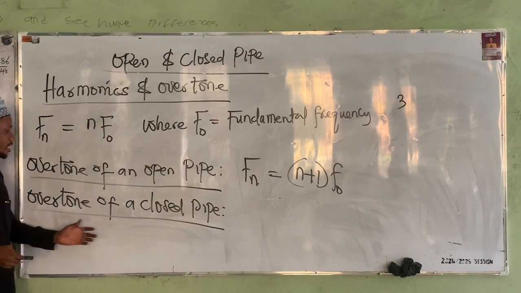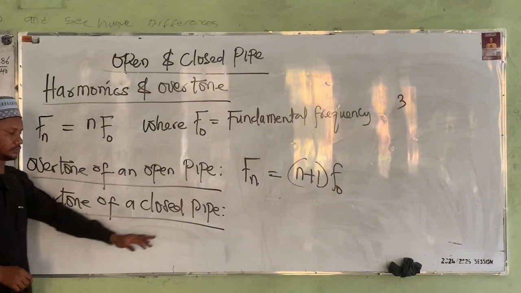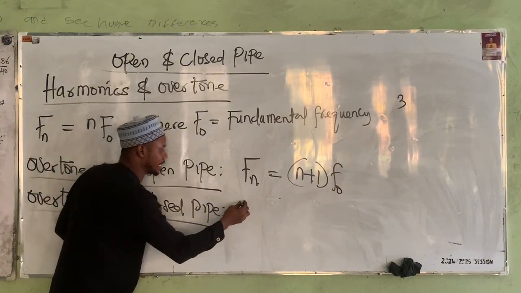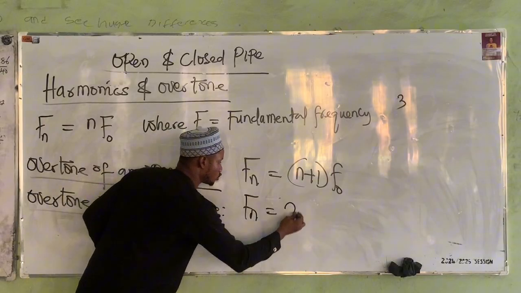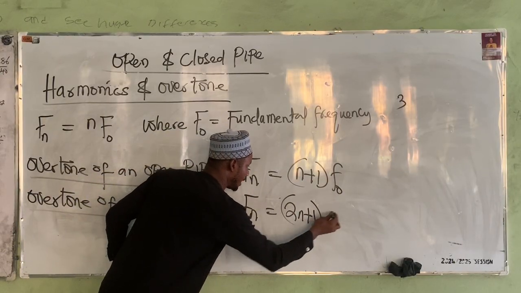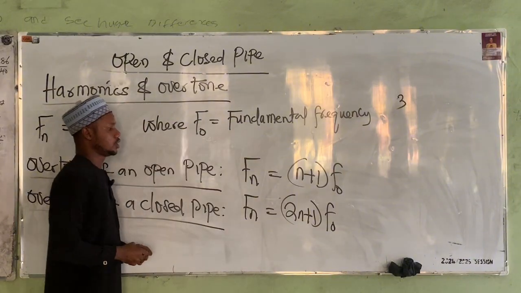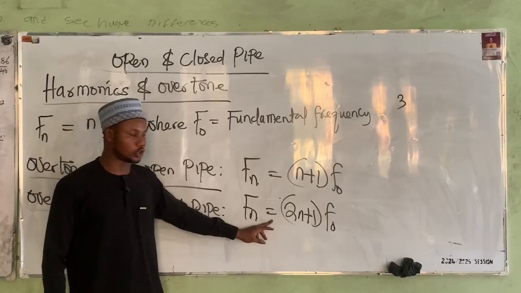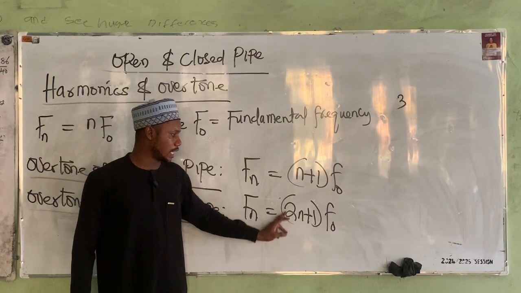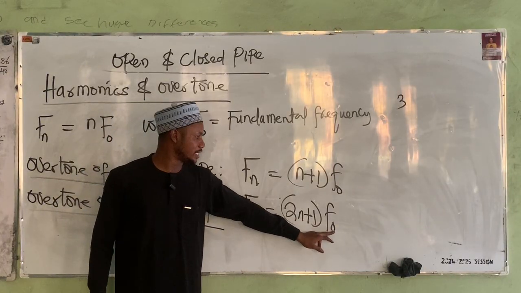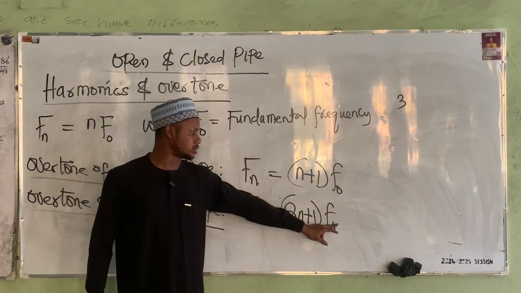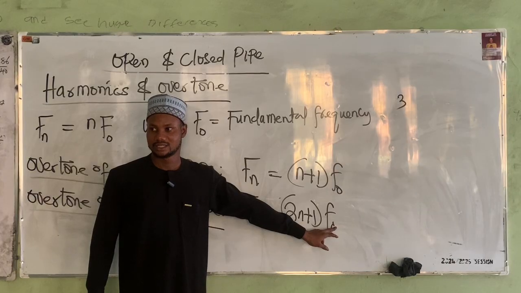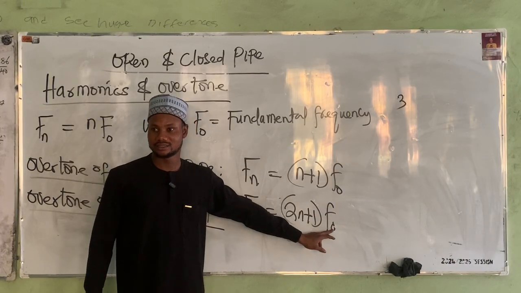Please write the overtone of a closed pipe. The overtone of a closed pipe can be expressed mathematically as Fn is equal to (2n + 1) times f naught. But before we solve the question here, class, what does this f naught represent?